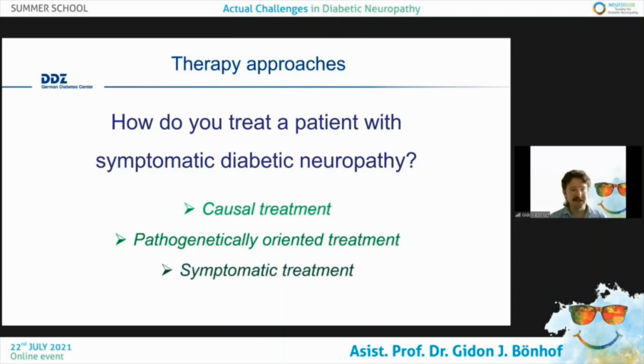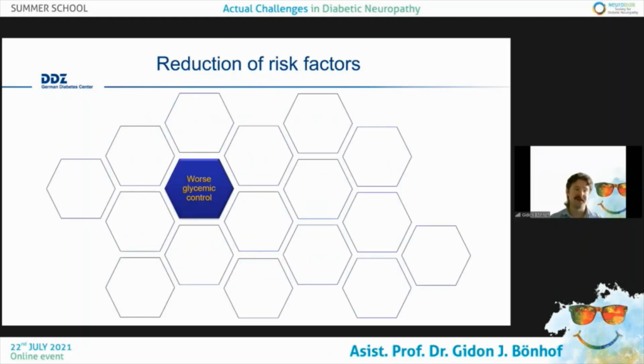And last but not least, which is currently the most important kind of treatment, is symptomatic treatment. That means you don't alter the natural history, you don't have disease-modifying therapy, but you have to do something against the symptoms of neuropathy. So let's start with the causal treatment.